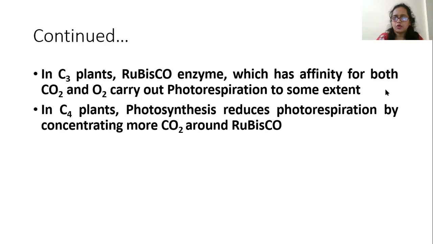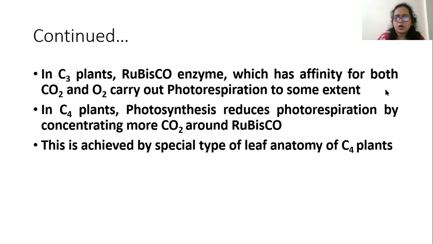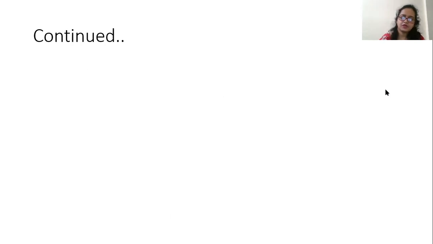And how do they do it? By concentrating more carbon dioxide around the Rubisco enzyme. Rubisco is also found in C4 plants, but in the C3 cycle. It means that the C3 cycle is also a part of C4 plants. So how is it achieved? It is achieved by a special type of leaf anatomy of C4 plants. The thing responsible for the reduction of photorespiration is a special type of leaf anatomy found in C4 plants.